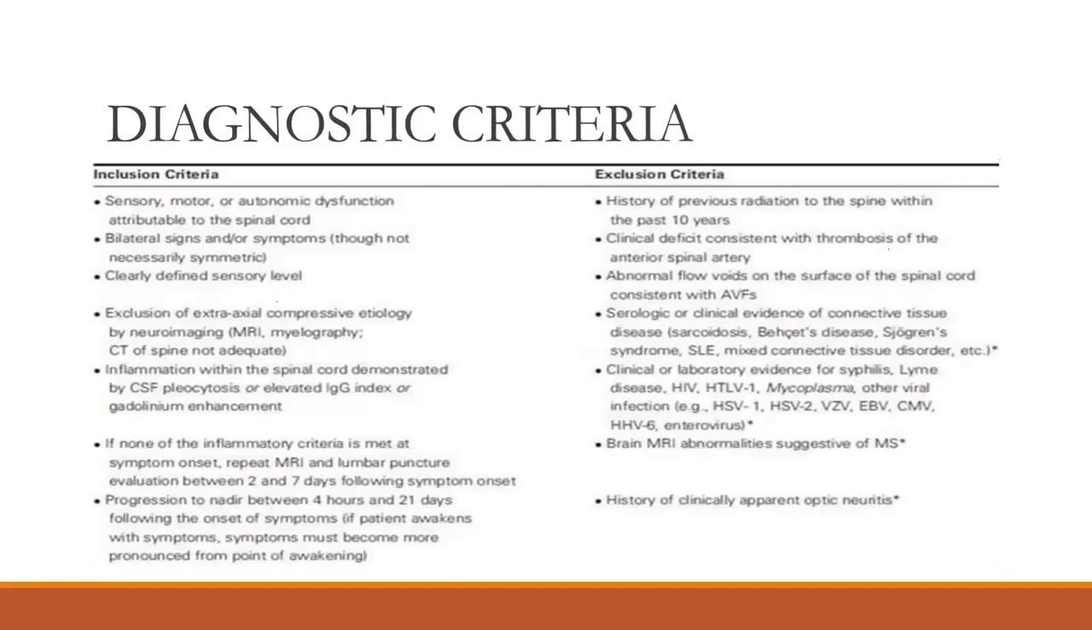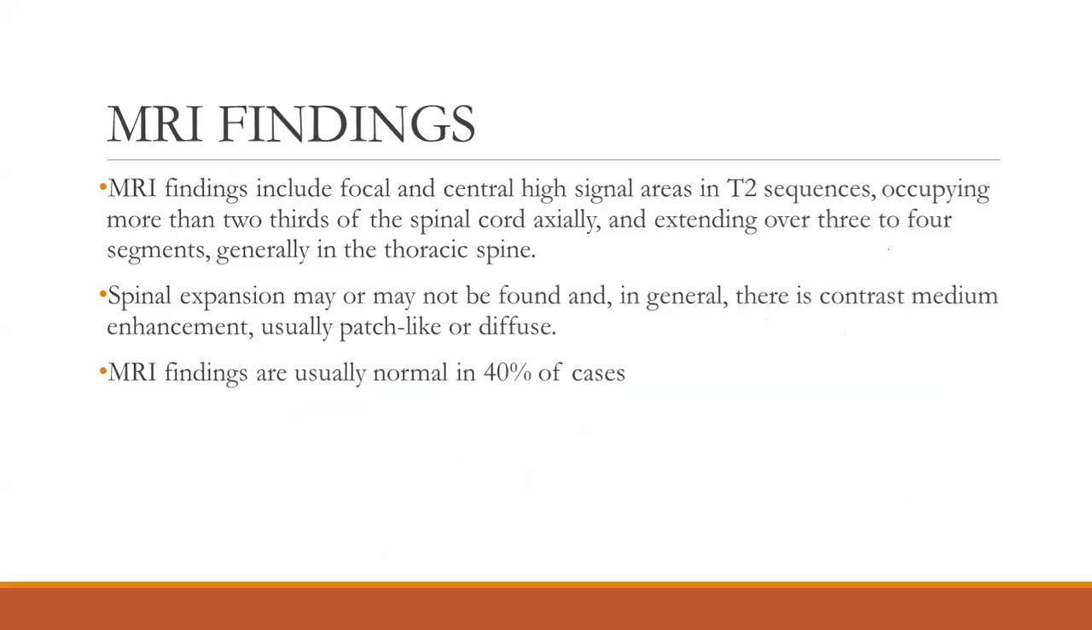So there are inclusion criteria and exclusion criteria. The exclusion criteria basically exclude all other conditions, like thrombosis of the spinal artery, presence of dural AV malformations, and presence of vasculitis as seen on MRI. In the inclusion criteria, sensory, motor or autonomic dysfunction is present, with bilateral signs and a clearly defined sensory level, a time period of between 2 to 7 days to nadir, and up to 21 days is what they consider.